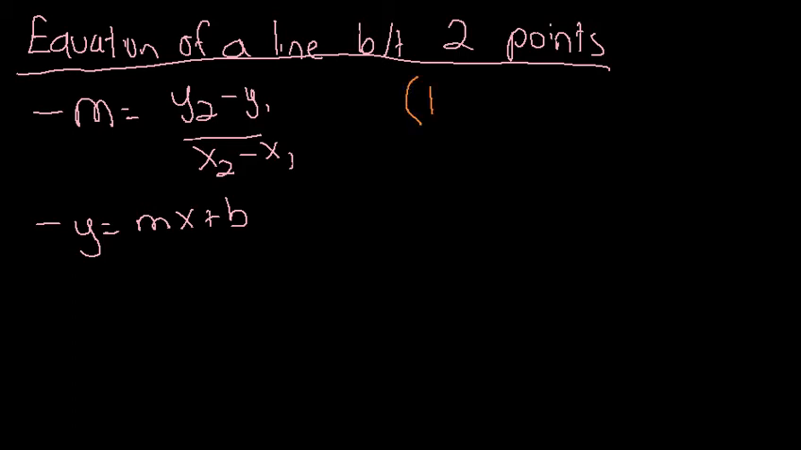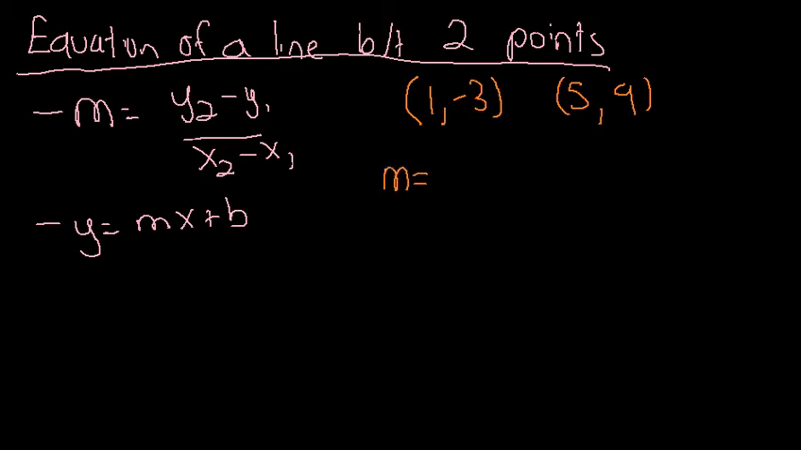Let's say they give you the point (1, -3) and the point (5, 9). And we want to figure out the equation of the line between 2 points and maybe find some attributes about it. So the first thing that we're going to do is find the slope of this line.